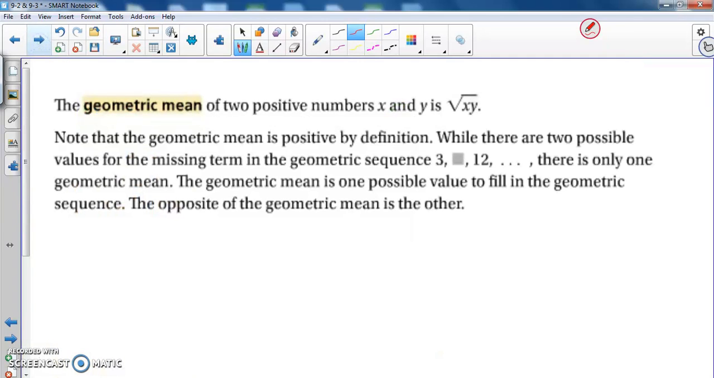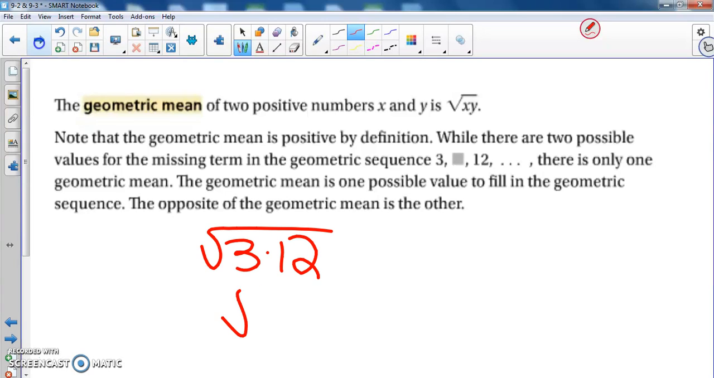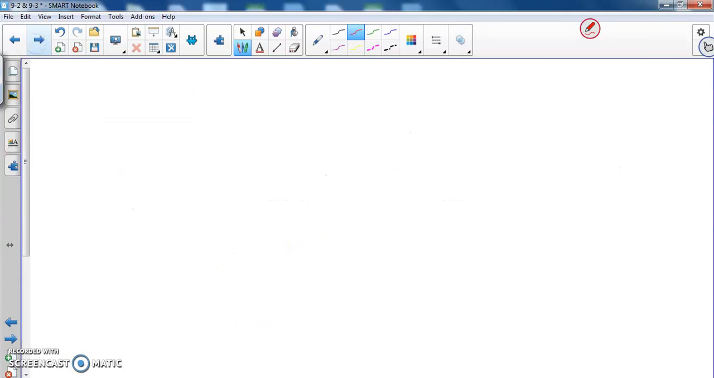Geometric mean is not going to be finding the average, but we need to take the square root of x times y. So if we have 3, blank, 12, we would do the square root of 3 times 12, which is the square root of 36, which is 6. That's all for today.